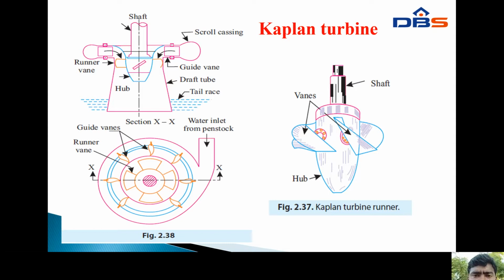Next, the main parts are the scroll casing, guide vanes, runner, and draft tube. Draft tubes are used only in reaction turbines. A draft tube is not used in Pelton wheel turbines. The draft tube is an additional component.